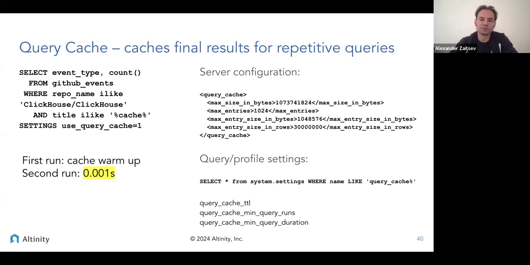ClickHouse has some default configuration with default size and how many entries you can keep in the cache, but you can also tune it on a profile level or on a session level using parameters. Some of them are shown here, like TTL, which is by default 60 seconds, or how many times the query should run in order to be cached, or how long the query needs to be executed in order to be cached. So these are worth being tuned, and you can just make your queries much faster if you have a lot of repetitive queries.